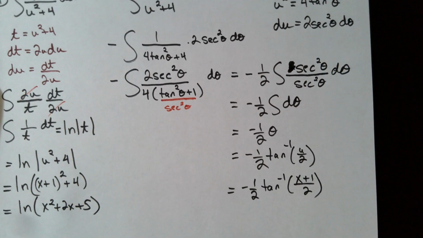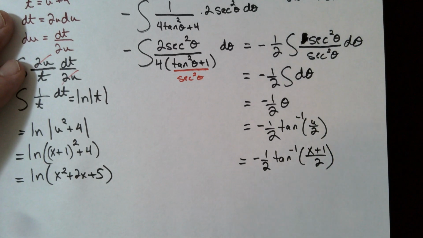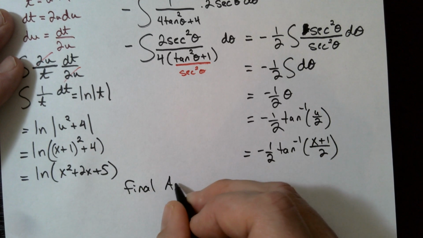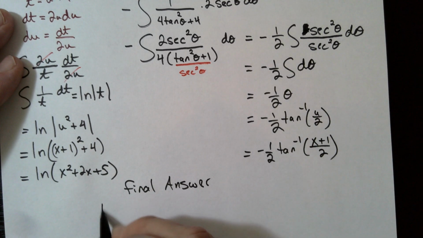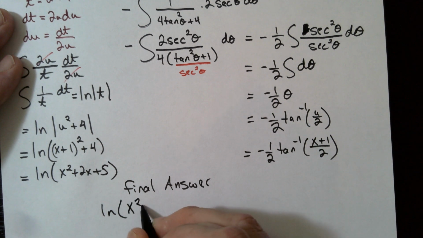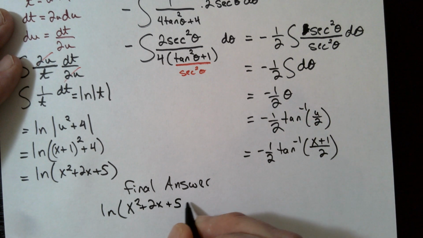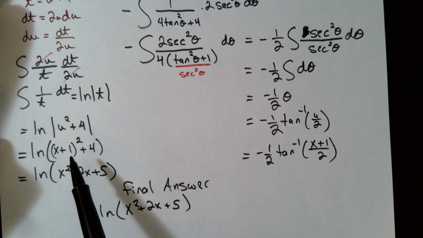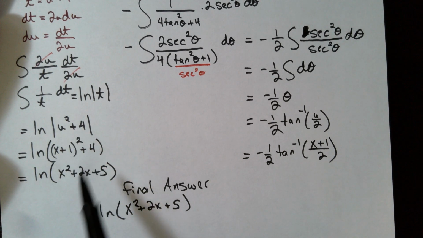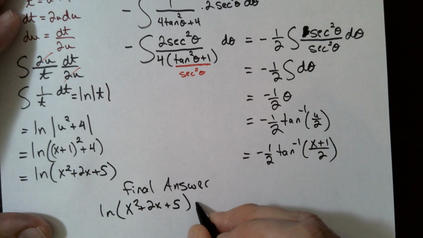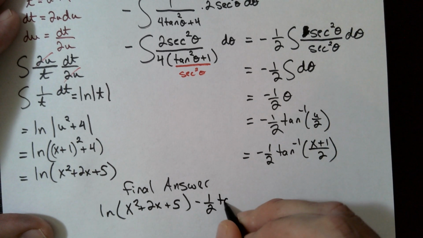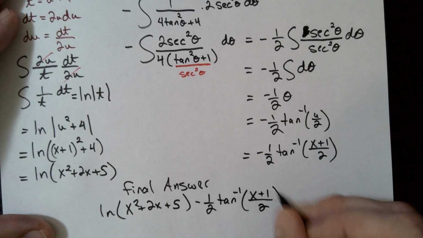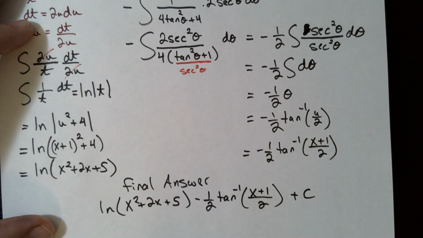Okay, now I can put those two things together and get my final answer, and I'll put a plus c at the end. So the final answer is this: ln of x squared plus 2x plus 5. And we know that's always going to be positive for multiple reasons here. This is always positive, this is always positive, so this is always positive. Okay, and then minus 1/2 tangent inverse of x plus 1 over 2 plus c. And that will do it.